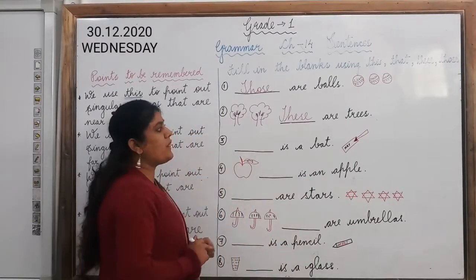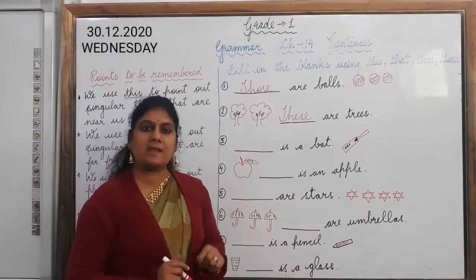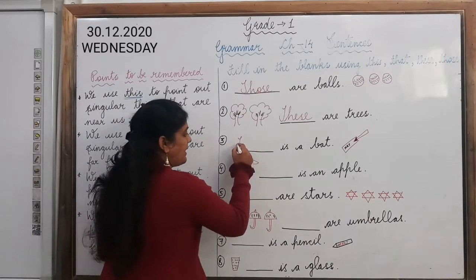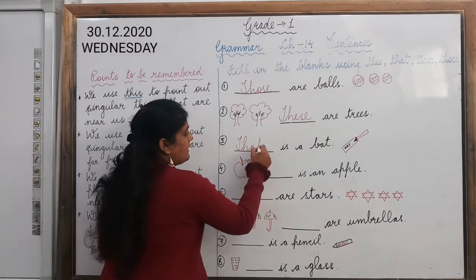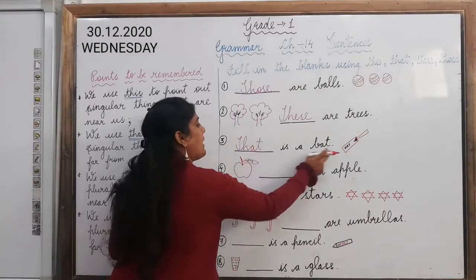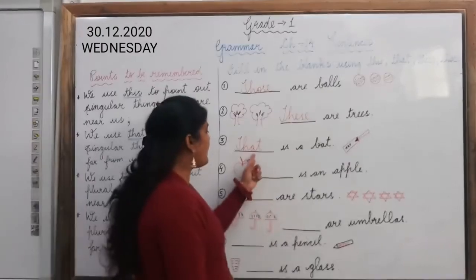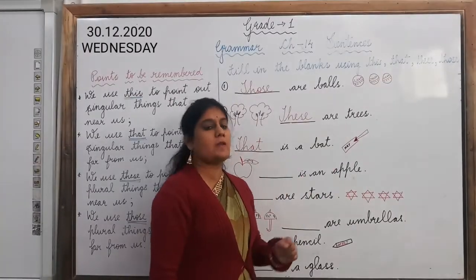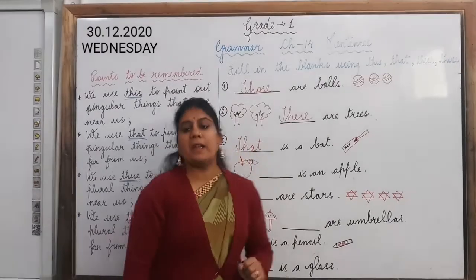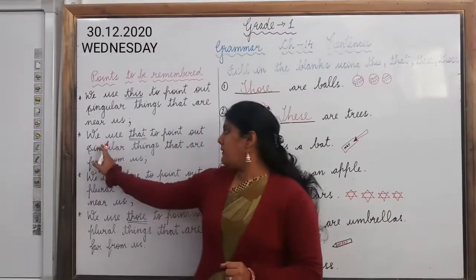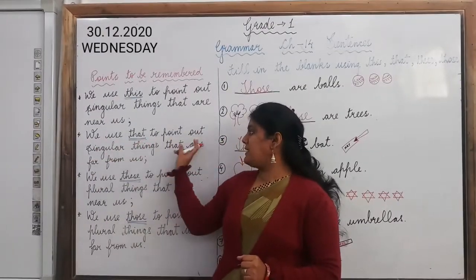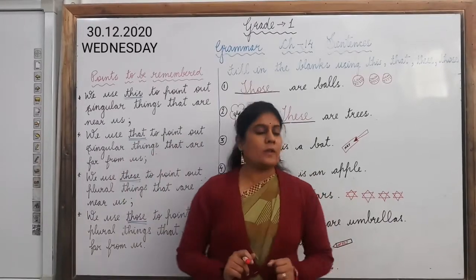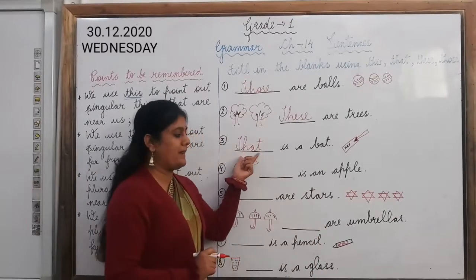So here which word will come? This, that, these, those. Yes, we will use here that, because this bat is far from the blank, or we can say this bat is far from us and it is singular in number. So we will use here that. Here I have already explained we use that to point out singular things that are far from us. So here we have used that.